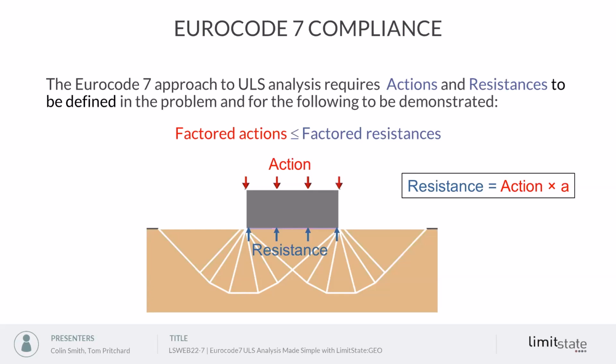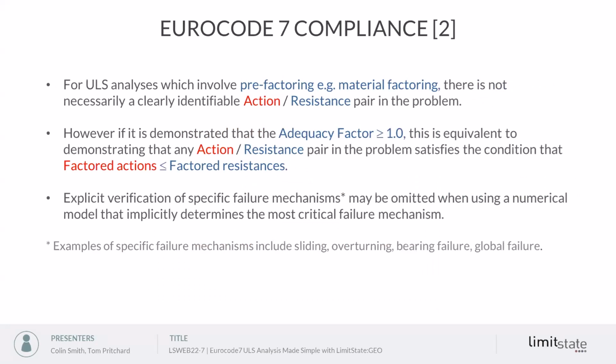Now, for more complex problems, such as slope stability, or where you have multiple elements such as foundations, walls, slopes in the problem, it's not necessarily a clearly identifiable action resistance pair in the problem. However, if you can demonstrate the adequacy factor is bigger than 1, then this is equivalent to demonstrating that any action resistance pair in the problem, so you can choose them anywhere in the problem, satisfies the condition that factored actions are less than factored resistance. So that means that explicit verification of specific failure mechanisms may be omitted when using a numerical model that implicitly determines the most critical failure mechanism.